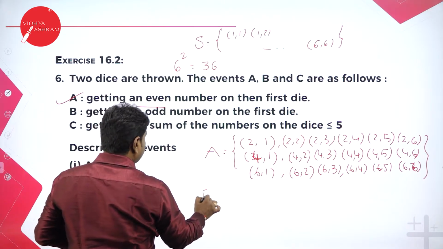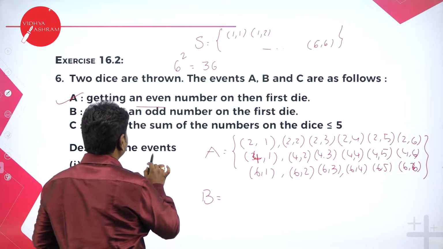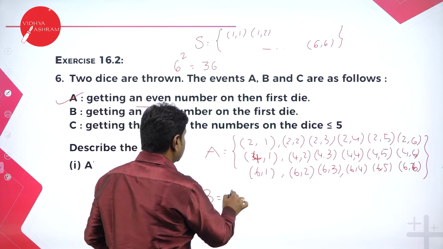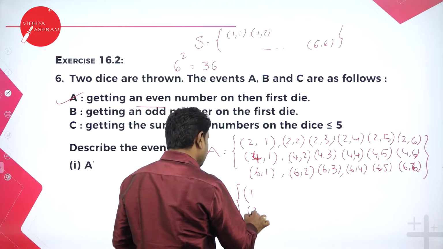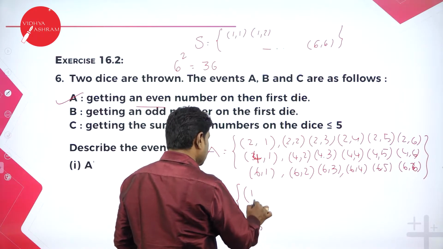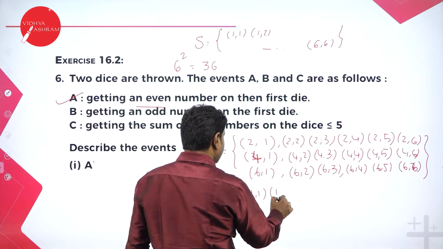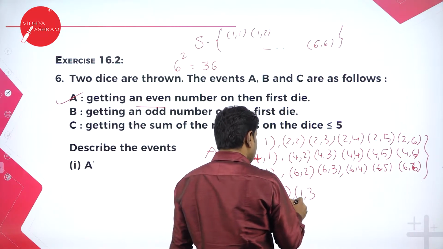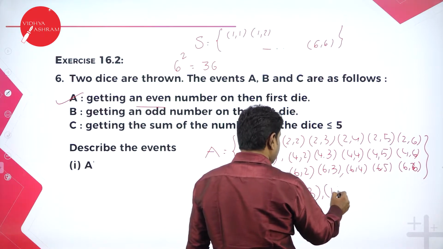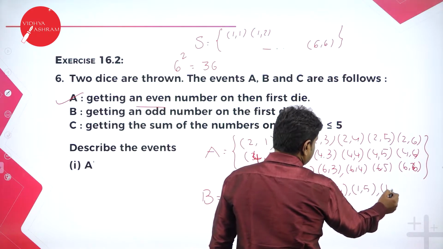Event B. What is event B? Event B is getting an odd number on the first die. Getting an odd number on the first die means the first die may be 1 or 3 or 5. These are the odd numbers on the die. So the second die may be 1, with 1 we may get 1,2. There is no restriction. So you may get 1,3 or 1,4 or 1,5 or 1,6.